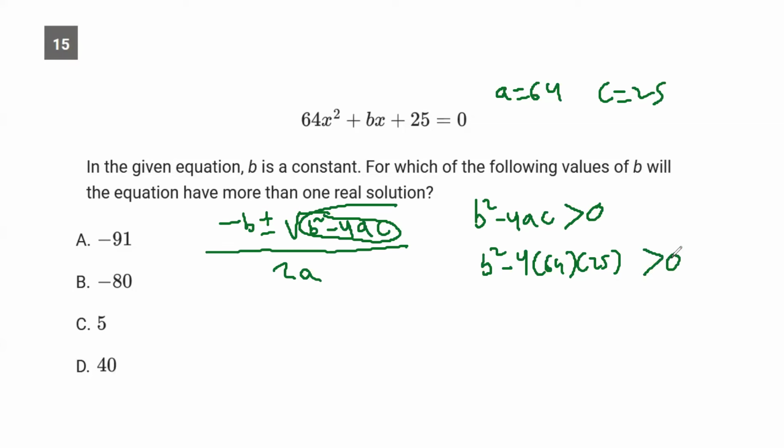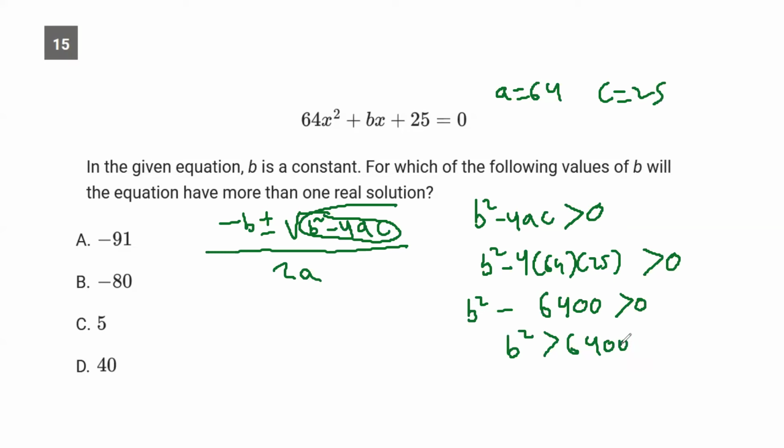You can plug that into our calculator. I'm going to do it by doing 4 times 25 gets me 100. So then I can just add 2 zeros to 64. And I got 6,400 greater than 0. So I have b squared minus 6,400 greater than 0. So b squared is greater than 6,400, right?